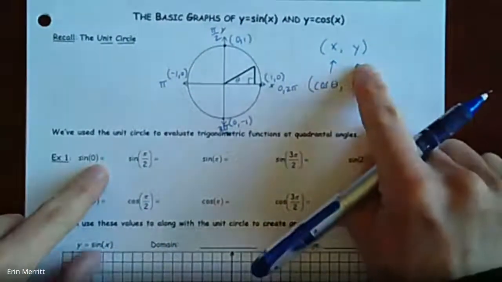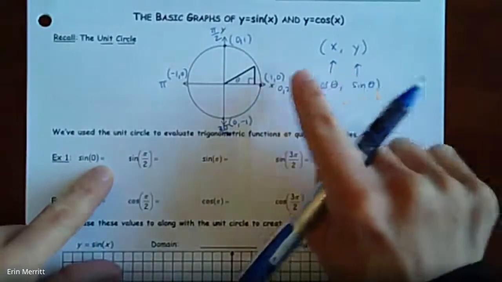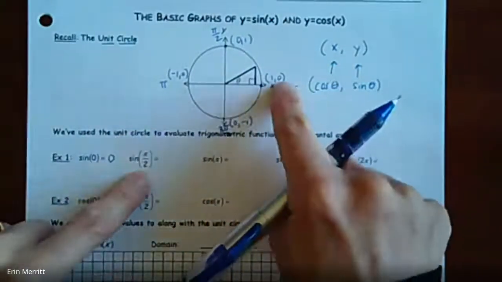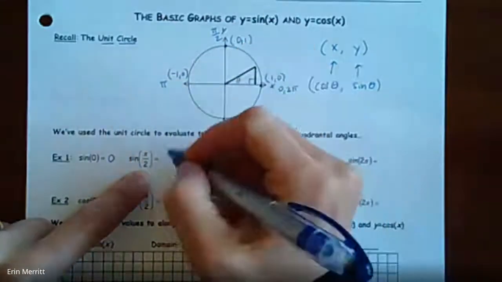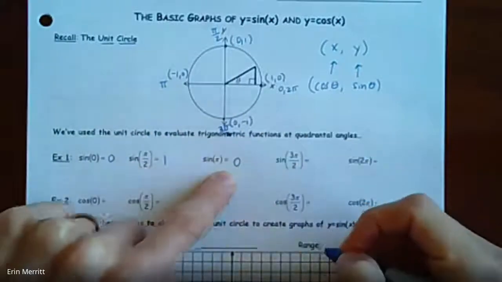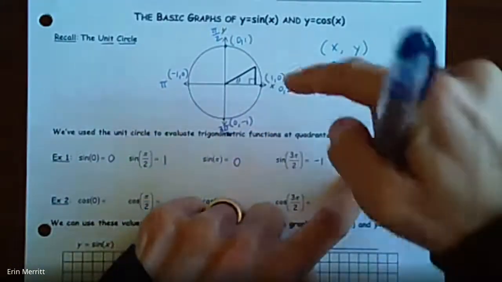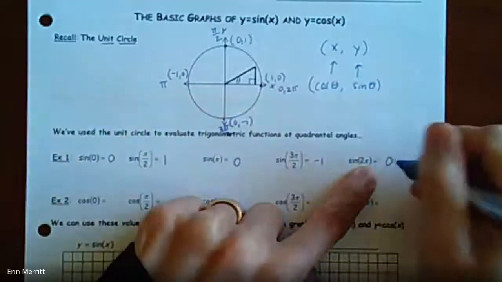All right. So let's rip through and let's do sine first. So sine is always the y coordinate. So sine of 0 would simply just be the y coordinate here, or 0. At pi over 2, now you're coming up here, it's 1. At pi, it's back to 0. 3 pi over 2, now we're down at negative 1. 2 pi, we are back to 0.